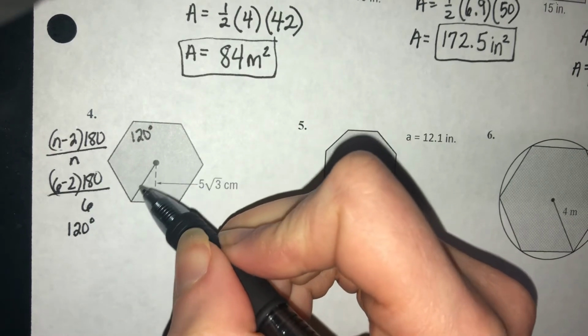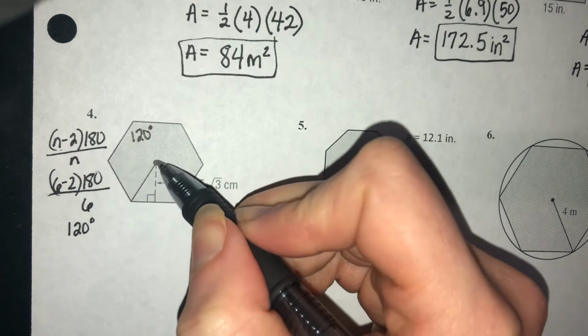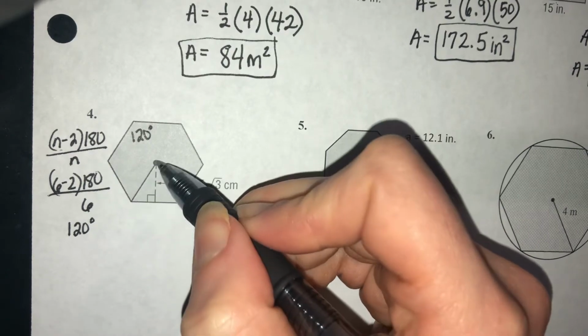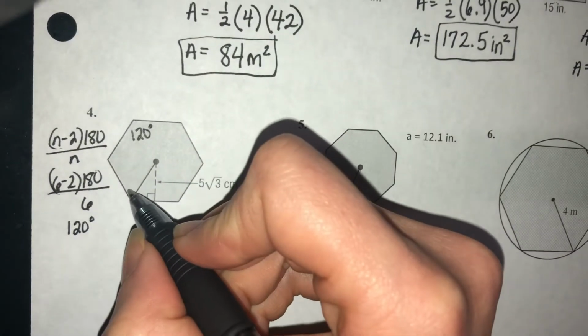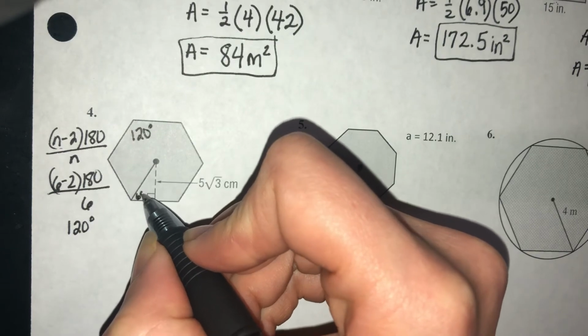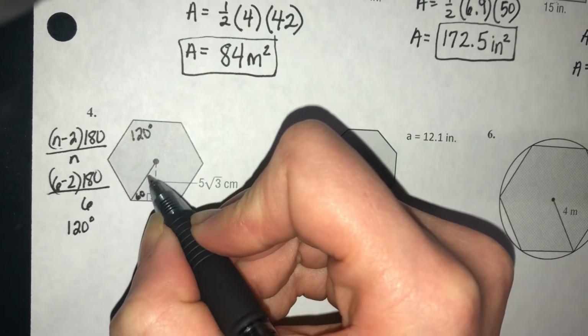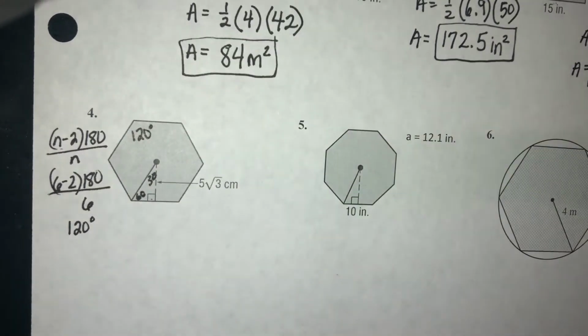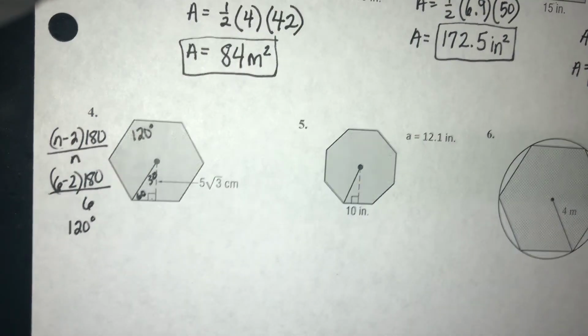And this segment from the vertex to the center of the circle bisects the angle. So it splits it in half. So this is 60 and this is 60. So this is 60, this is 90, this is 30. Here come the 30, 60, 90 special right triangles again.